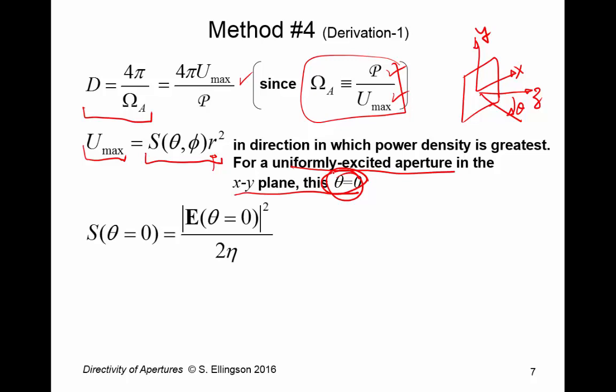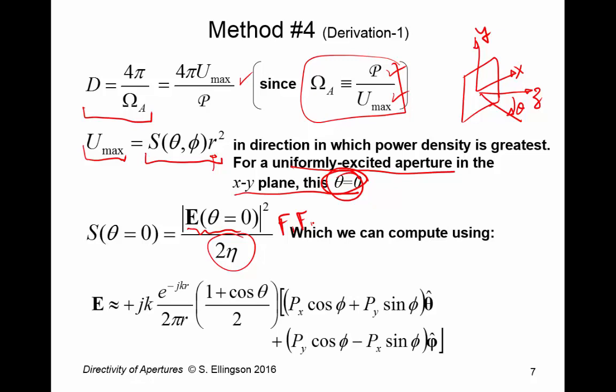The power density in that direction, well, if we know the fields, then we can compute the electric field intensity in that direction, take the magnitude squared, and divide by 2 times the free space impedance. That's a simple plane wave relationship, which again applies because we're in the far field. We're assuming we're in the far field here. And this expression we can compute using one of our expressions for the field radiated by an aperture.